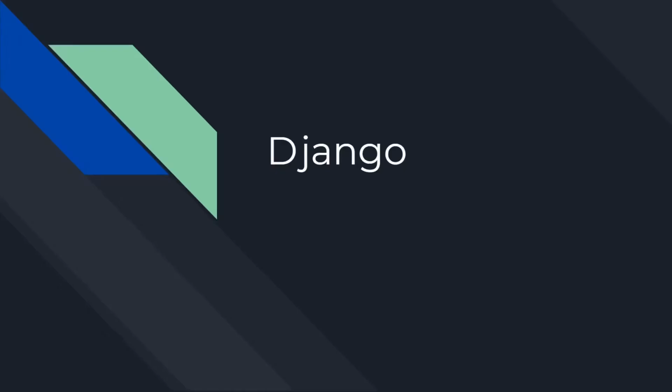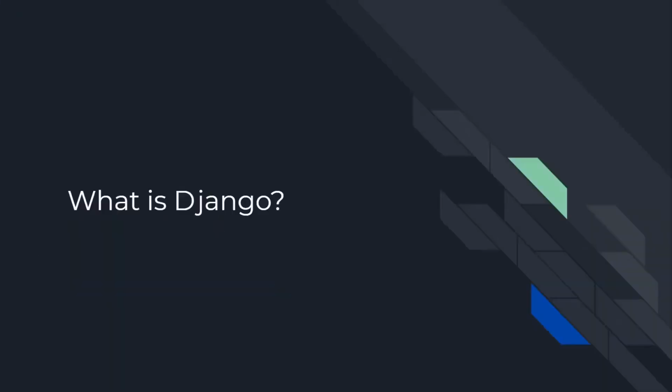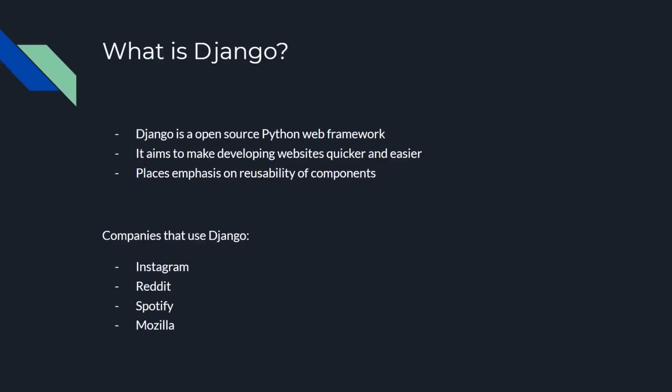Hello and welcome to Group 7's presentation on Django. What is Django? Django is an open source web framework based on Python. It aims to make developing websites quicker and easier by providing tools that are commonly needed for web development. It emphasizes reusability of components and the principle of don't repeat yourself. Django is a very popular framework with big companies such as Instagram, Reddit, Spotify, and Mozilla using it.